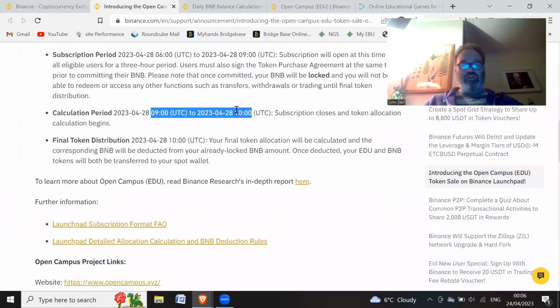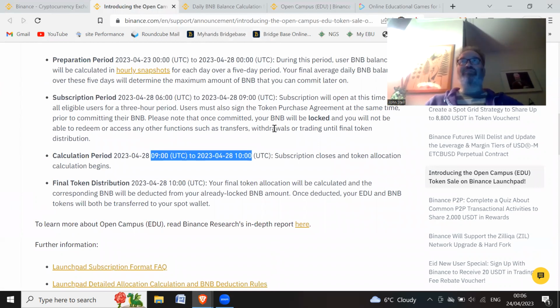So you just have to have your BNB ready in your spot wallet to put it into this calculation phase, and then you'll get some EDU tokens, and then you can trade them whenever you want, or just hang on to them. Space ID was the last launch pad, and that did pretty well. I can't remember exactly, but it went up. I didn't have much value in tokens, about $11 worth of tokens, but it was like free money pretty much. And you're never sure what you're going to get exactly.